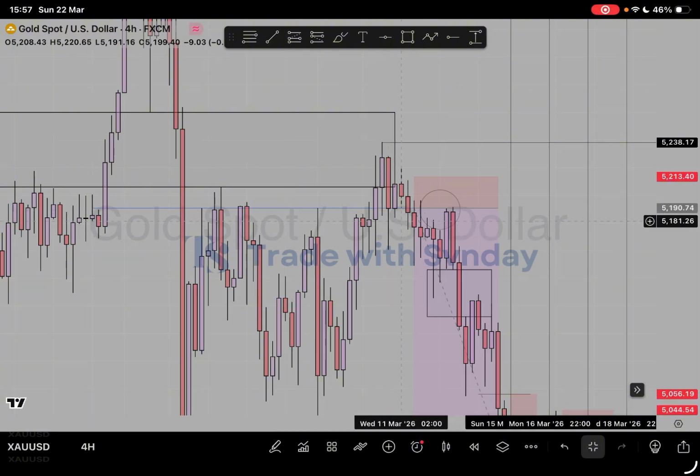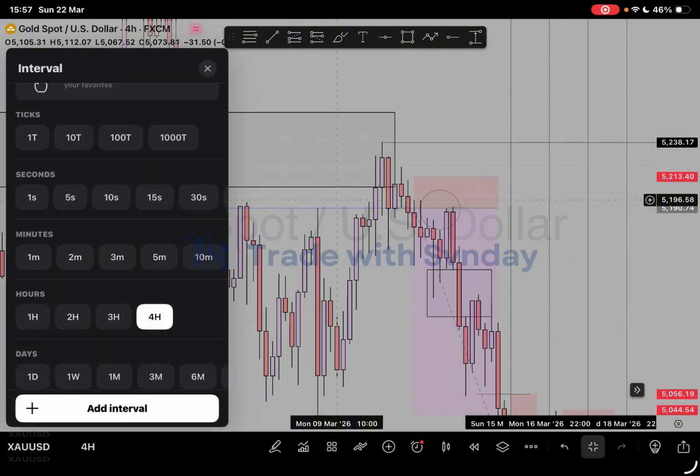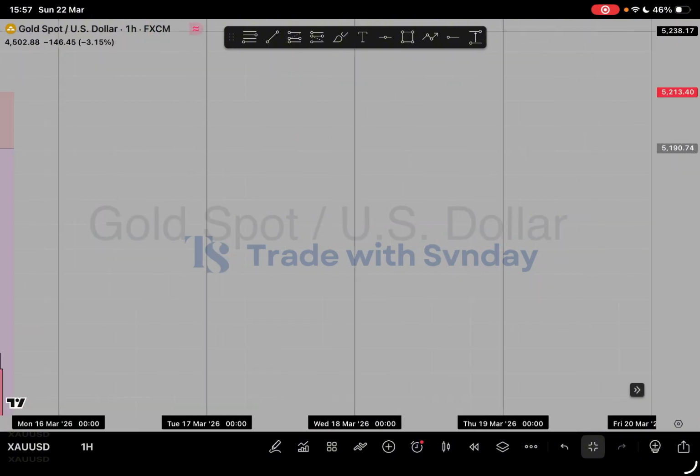Notice what happened. Now ideally what you need to do, from this level, is that with the full body close above this candle, the resistance level has now been converted to support. But notice what happened. Let's go down a bit lower to the 1 hour time frame so you guys can see what happened right there.